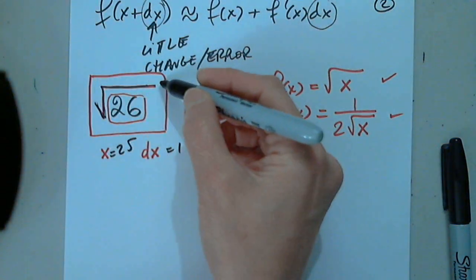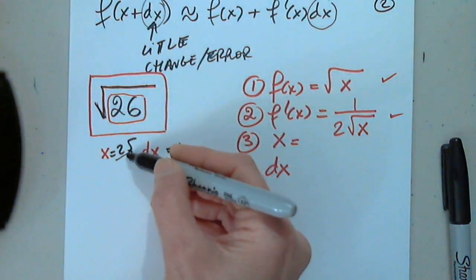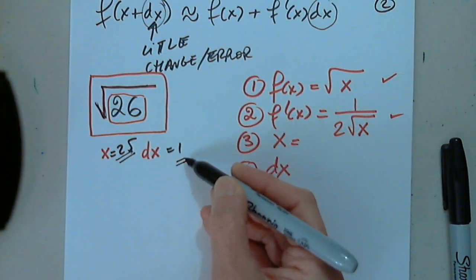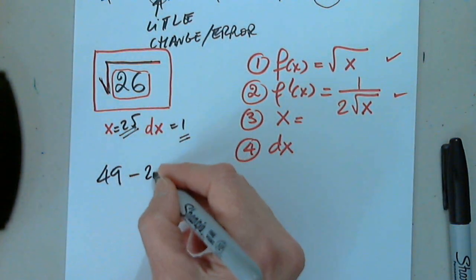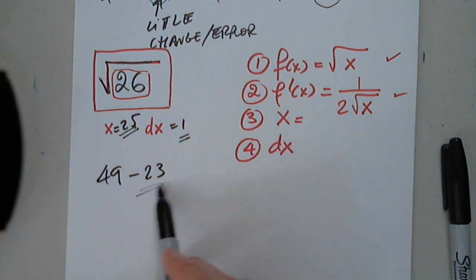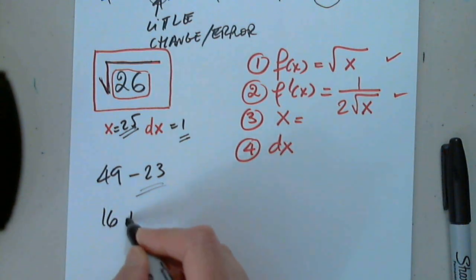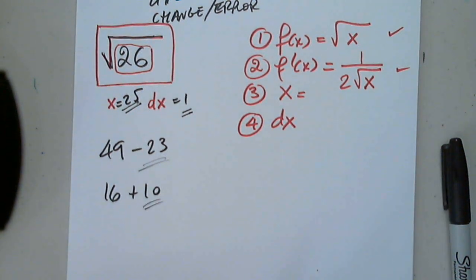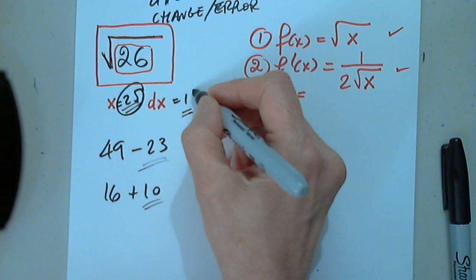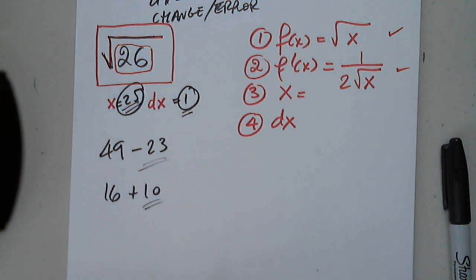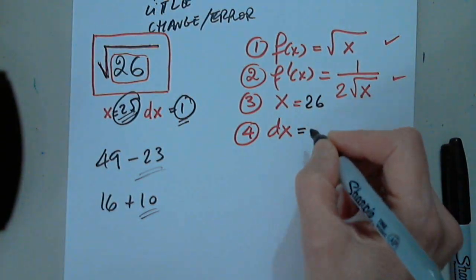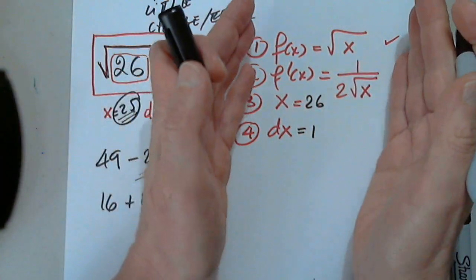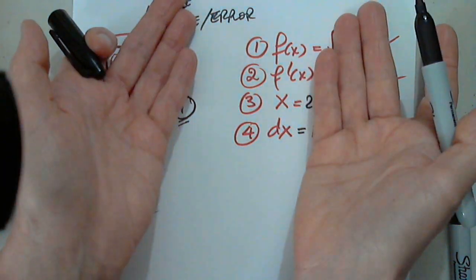So the closest perfect square to 26 is 25. So then the tiny error is this. You could say, what about 49 minus 23? No, because this is not tiny. What about 16 plus 10? No, because this is not tiny. 25 and tiny is 26. Perfect, thank you. So our x is 25, our little tiny is 1. That's all we need, and you will tell me how to fill this in.